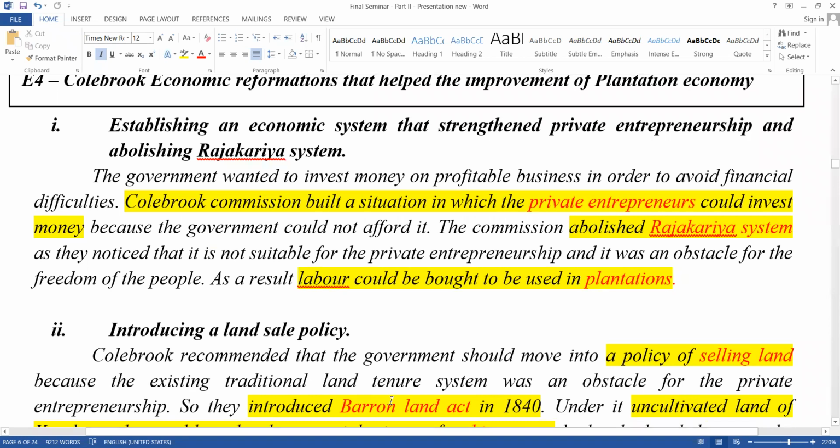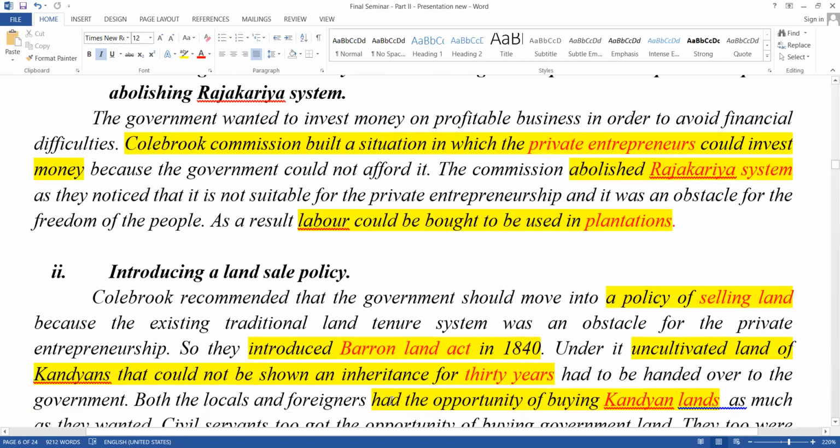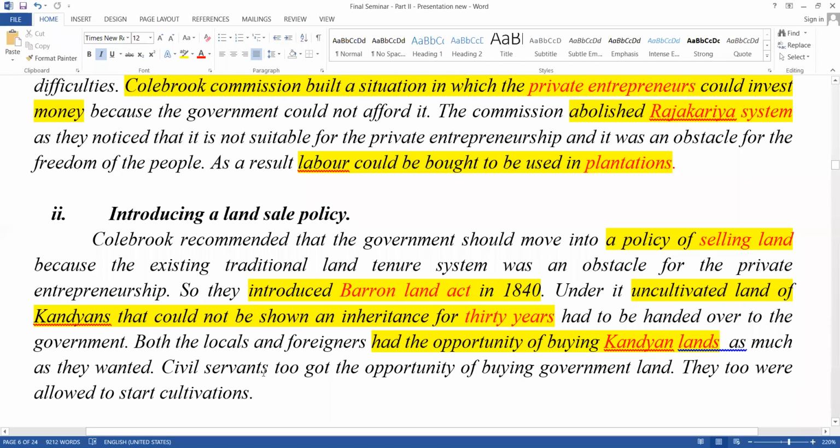Okay, so the Barren Land Act was in 1840. This was introduced by Colebrook, supporting the plantation economy. So if any question is asked, what are the two actions taken by the Colebrook Commission to support plantations? This is one: introducing the land sale policy. There's a question in past papers like that also. Civil servants too got the opportunity of buying government land. So they were allowed. That was done by Colebrook, the land sale policy.